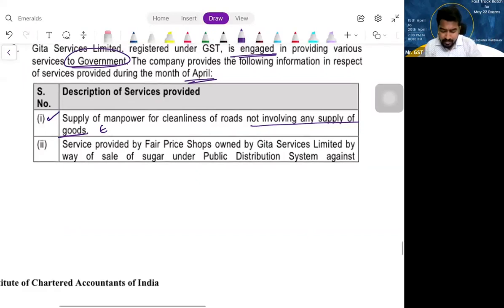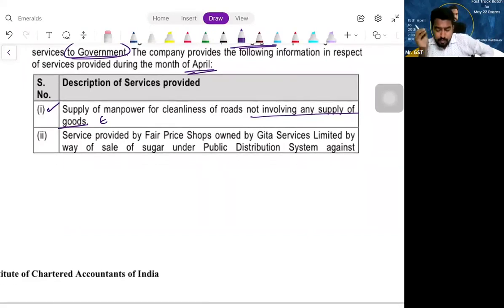Now, what is the second one? Services provided by fair price shops owned by Geeta Services Limited by way of sale of sugar under public distribution system. Do you know what is the meaning of these fair price shops? Ration shops. Exactly, the ration shops. Ration shop dealers. Geeta Services Limited is acting as a ration shop dealer here. So it is getting some commission. Taxable or exempt? Exempted. Exempt from GST.